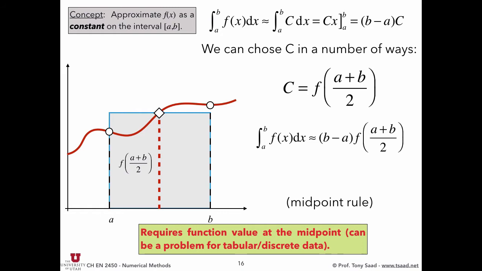However, the challenge here is that this requires a function value at the midpoint. As we will see later, this is going to be problematic when we have a discrete set of data points. What if you do not have a value for the y data, or for the function, at midpoints between x1 and x2, for example? Then you cannot apply the midpoint rule.